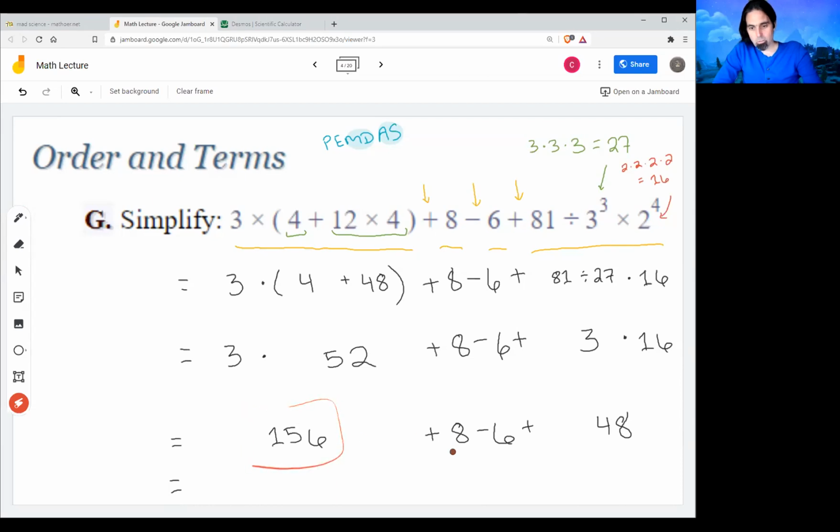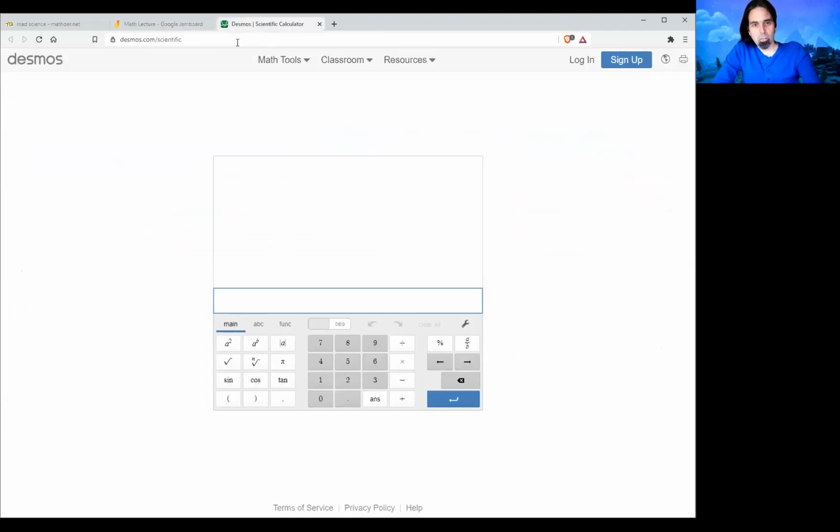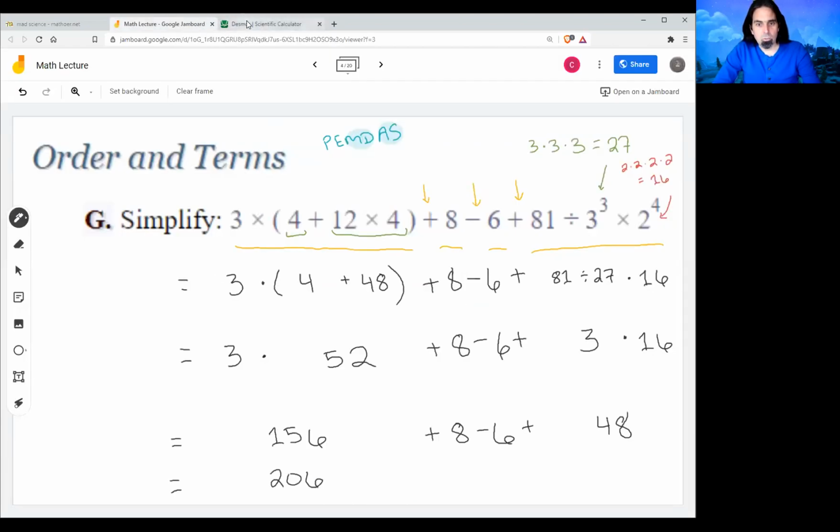I've changed each term into a single number, and now I can just add and subtract. So 156 plus 8 minus 6, that's just going to be plus 2. So I'm up to 158. And that will make it 198. And then 8 more would be 206, unless I made a mental math error because it's late. Let's check our work, because of course the fancy calculator can do it all in one go. So 3 times parentheses 4 plus 12 times 4.